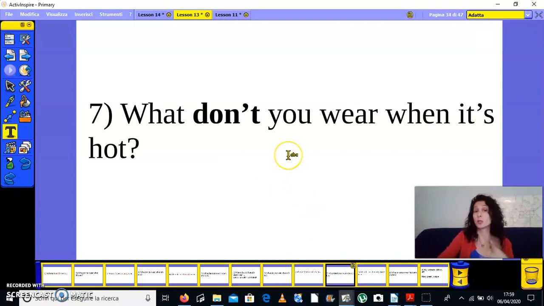And 7, what don't you wear when it's hot? When it's hot, I usually don't wear a coat or a sweater or long trousers or a woolly hat, something, or a scarf. Yeah, of course.